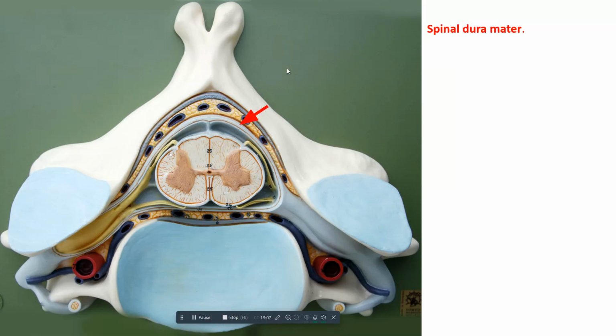Now let's start with the coverings around the cord. We do see some fat here. This is fat in the epidural space, and just within that fat, my first meninx is my dura mater, my spinal dura mater. Recall that the brain had 2 layers to its cranial dura mater, a periosteal and a meningeal layer, but the spinal cord only has a single one.